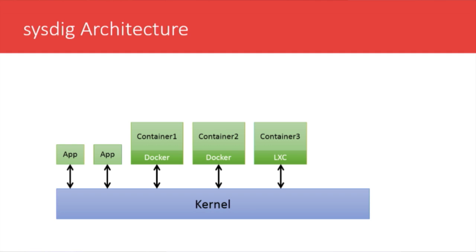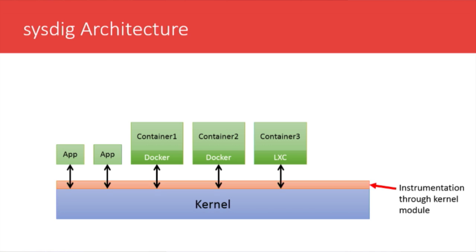So this is a very simple diagram of applications and containers running on top of the Linux kernel, right? Each of them uses the kernel to interface with the hardware, and so the kernel sort of mediates between the processes and the container and the use of system resources.